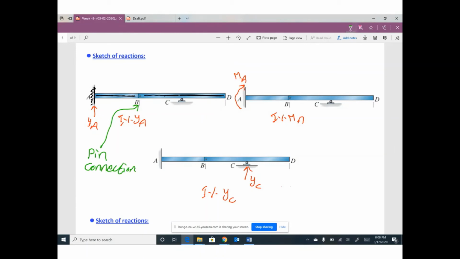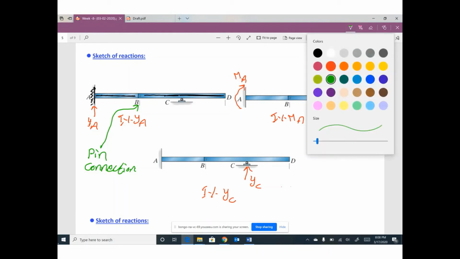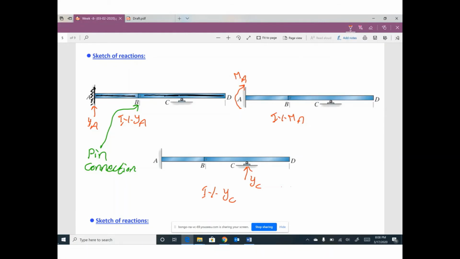So if you would like to draw confluence line for YA, push support A up by 1. If any other support, as it is, no movement. Remember, if you push this fixed up by 1, this part of the beam will move up. This part only will move up.